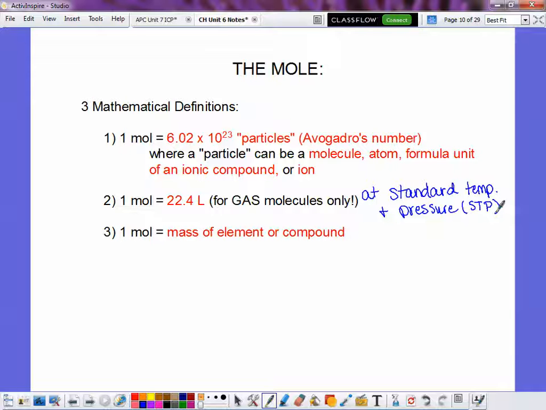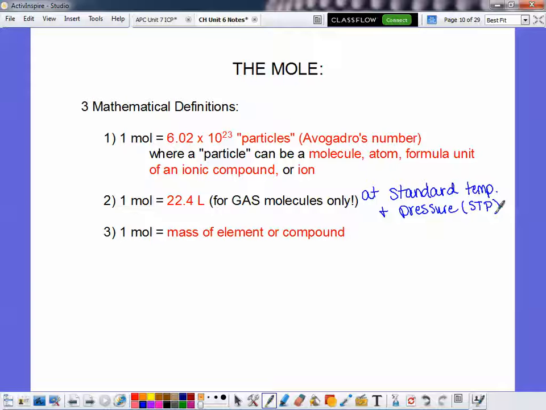But for right now, just keep the STP stuff in the back of your mind. Like I said, you don't have to worry about what STP means. You don't have to worry about what the conditions are, what is standard temperature, what is standard pressure. You don't need to worry about any of that for right now.